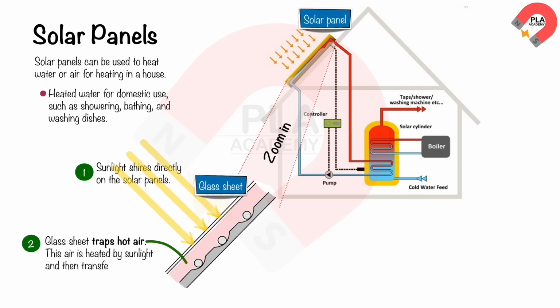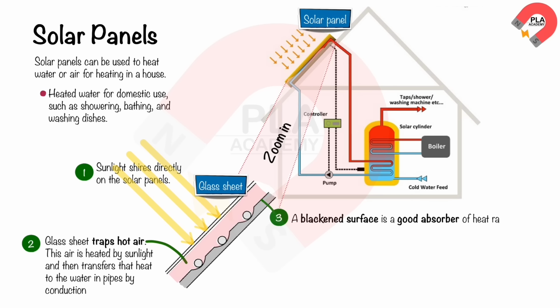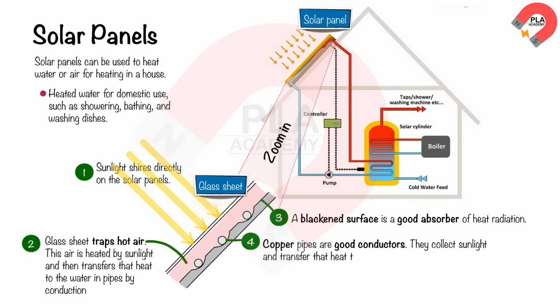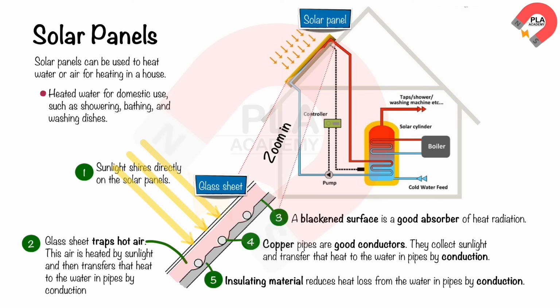This air is heated by sunlight and then transfers that heat to the water in pipes by conduction. A blackened metal surface is a good absorber and conductor of heat. It collects sunlight and transfers it as heat, then heats the water in pipes by conduction. Copper pipes are good conductors. They collect sunlight and transfer that heat to the water in pipes by conduction. The insulating material reduces heat loss from the water in pipes. The heated water then flows through pipes to the rest of the house.